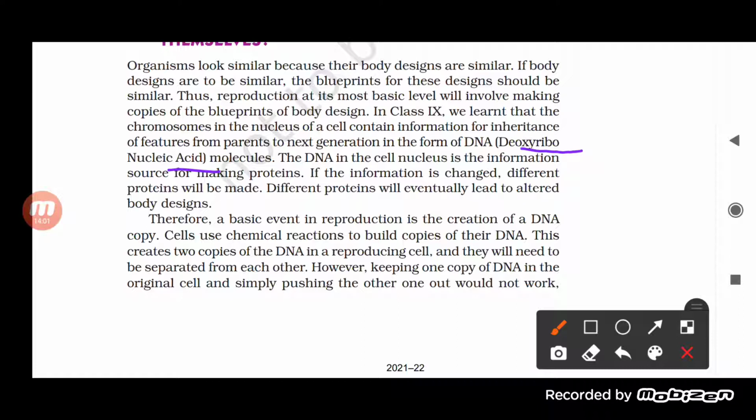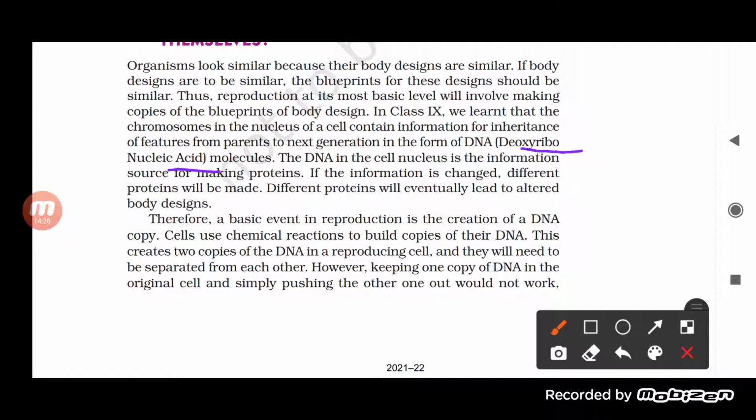Therefore, a basic event in reproduction is the creation of a DNA copy. Cells use chemical reactions to build copies of their DNA, and this creates two copies of DNA in a reproducing cell, and they will need to be separated from each other. See, the process of reproduction is actually the creation of a DNA copy.